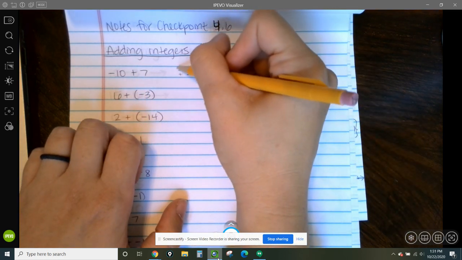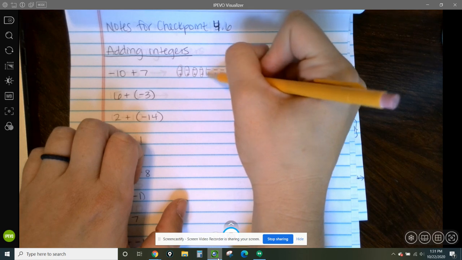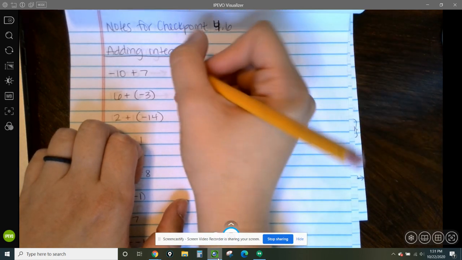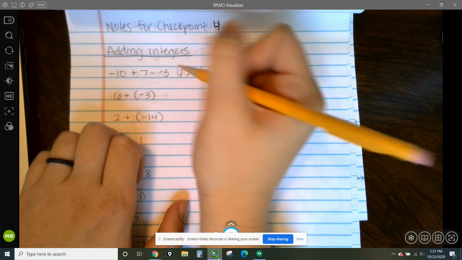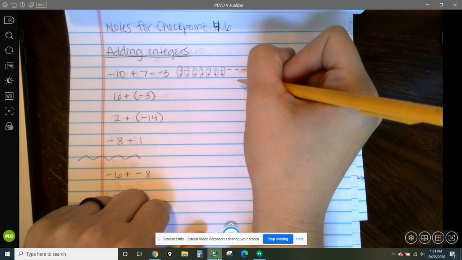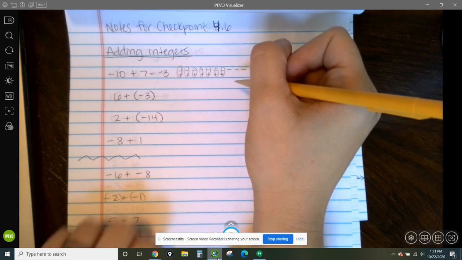Now we know that when we have one positive and one negative, that equals 0. 0, 0, 0, 0, 0, 0. That cancels out, and we're left with 3 negatives. So my answer here is negative 3. Now you don't have to do that every time, but if you come across one that you're not sure about, go ahead and do that. Or if you like that method, just do it every time.